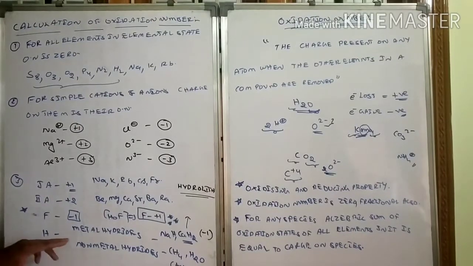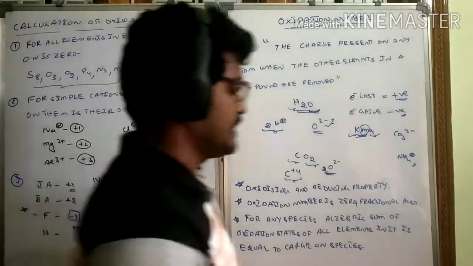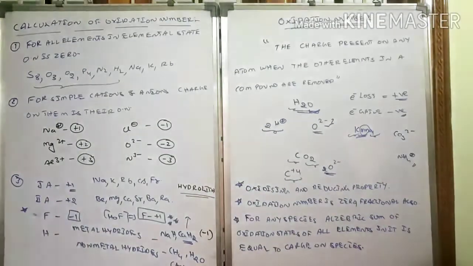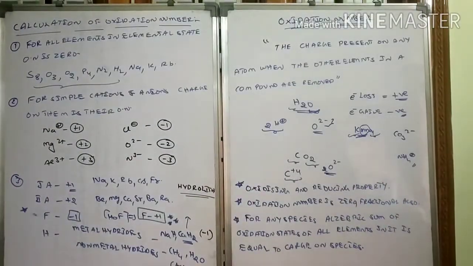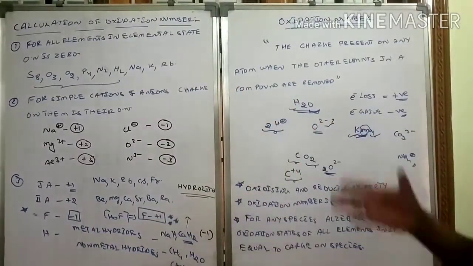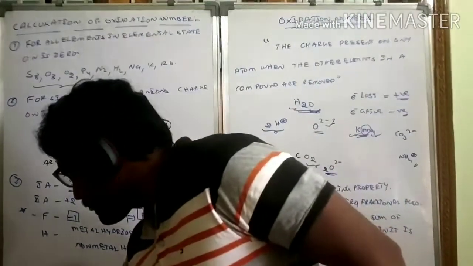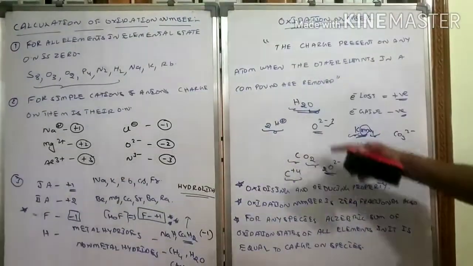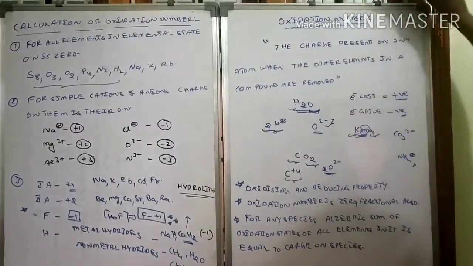For hydrogen, there are two kinds of compounds: metal hydrides and non-metal hydrides. In metal hydrides it will show the -1 oxidation state, and in non-metal hydrides it will show the +1 oxidation state. So these are the basic rules, and still so many rules are there. Let us get into them. Hope you have taken down this part. I am rubbing this part.